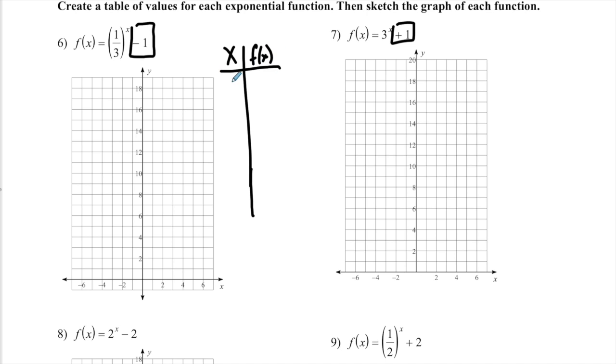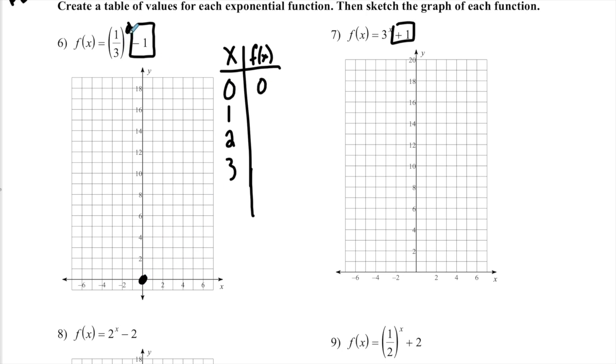Okay, and in your table, you're going to want to plug in 0, 1, 2, 3. Okay, let's see what happens. So I plug in 0, and we're going to follow PEMDAS. So PEMDAS says first exponents, right? Remember PEMDAS. So when I plug in 0, first exponents, a third to the 0 is 1, then subtraction, 1 minus 1 is 0.